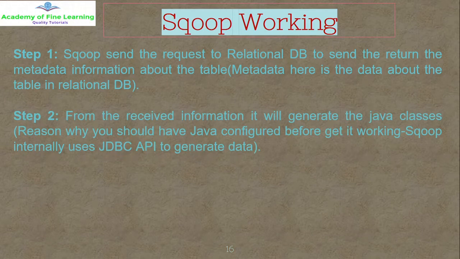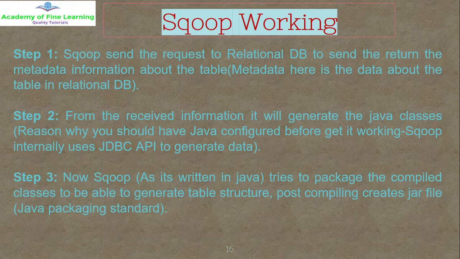You should install Java first, and then you have to install Hadoop before you work with Sqoop, because Sqoop commands will be internally converted to MapReduce. So you should have Hadoop installed also. Now we are in step 2. From the metadata information, we'll generate the Java classes automatically. Respective Java classes will be created. Now Sqoop will make packages, because the compiled classes that are created will be put into Java packages. These Java packages will generate table structures.